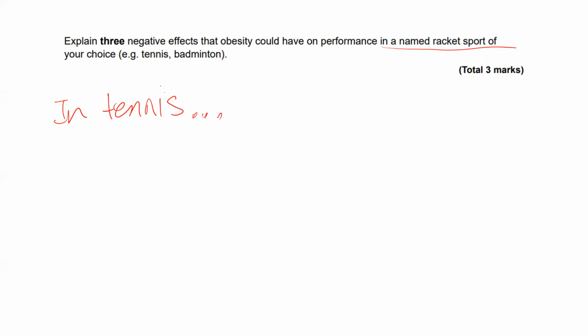And then you need to say 3 negative effects. Now, the easiest way to do this is comment on fitness components, okay? But you don't get the mark for just saying a lack of flexibility, a lack of speed, a lack of agility. You have to say what the impact is going to be, because it's asking you about the effect on performance. So, for example, you might comment on a lack of flexibility, and the impact is you're going to struggle to reach the shot.